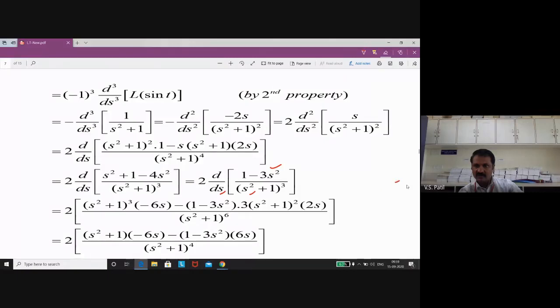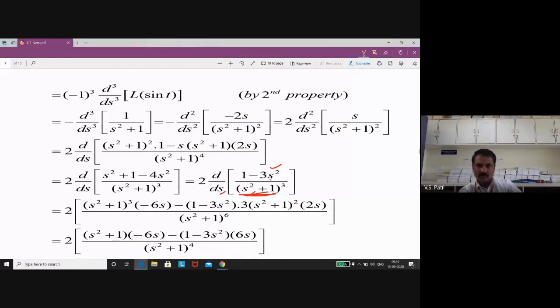Clear or not? Yes, sir. Those who said 9, please concentrate here. By the theory of indices, a raised to m raised to n can be written as a raised to m into n, not m raised to n. Using this, you can write the denominator as s square plus 1 raised to 6. Next, the denominator as it is. What is the denominator? The original one; you should keep that, s square plus 1 whole cube, into the differentiation of the numerator.